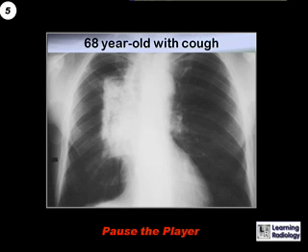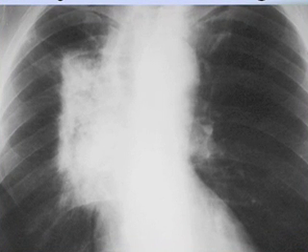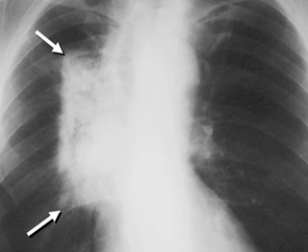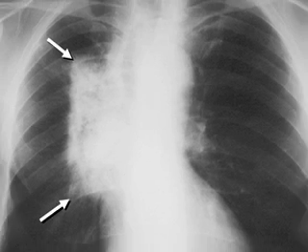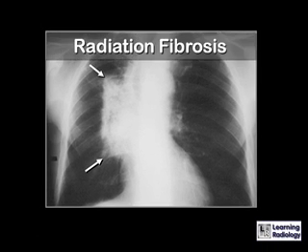This is your next case. It is a 68-year-old with a cough. You're looking at a chest x-ray. Pause your computer or MP3 player. This soft tissue density in the right hilar region is unusual because of its relatively straight edges and 90-degree angles, which mark it as a manifestation of radiation fibrosis.